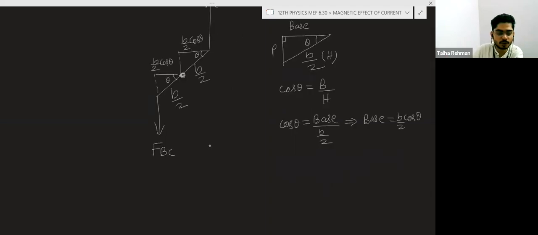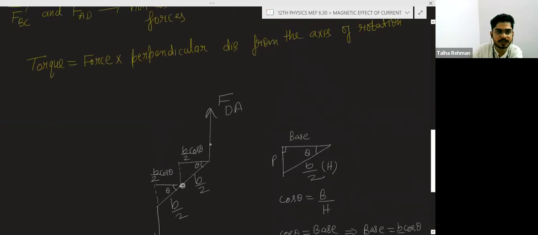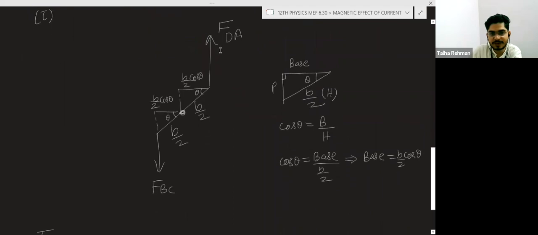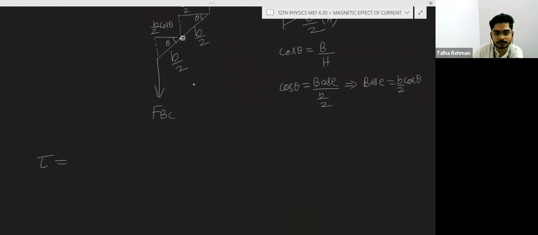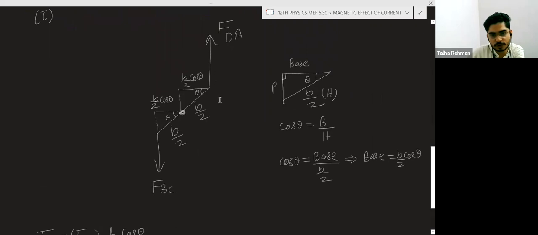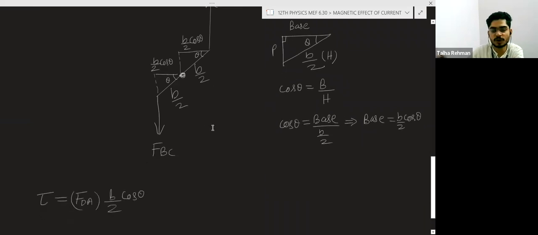Now, what will be the total torque? The total torque tau. Tau is the symbol of the torque. Total torque will be given by force into perpendicular distance, means FDA into B by 2 cos theta, and this torque will be clockwise. If you want to find the direction, then you can find it with the help of the cross product. This force also tries to rotate the coil in this direction. This torque will also try to rotate the coil in this direction. So both the torques will be added up.